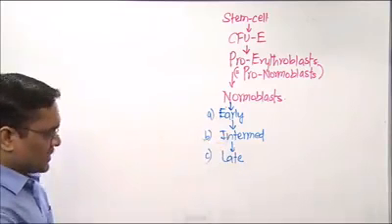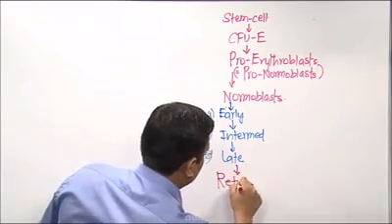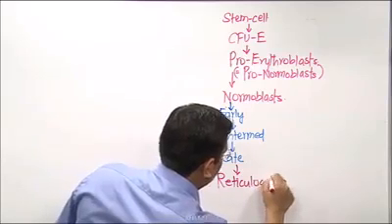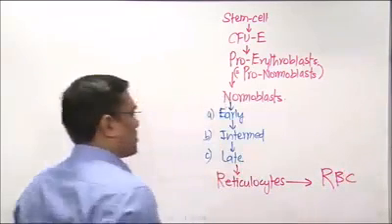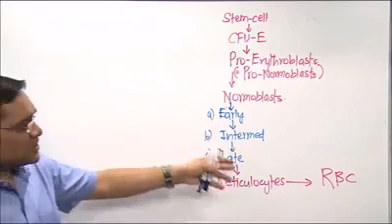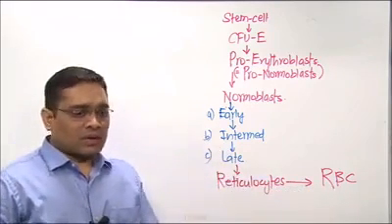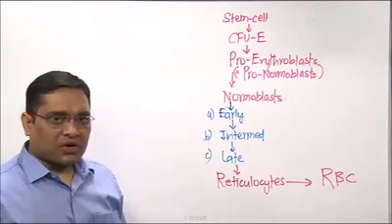After the late phase of normoblast, they will form reticulocytes, and these reticulocytes will form RBCs. This is how RBC evolves. So this is how RBC is formed inside the bone marrow. This is the order of RBC production.